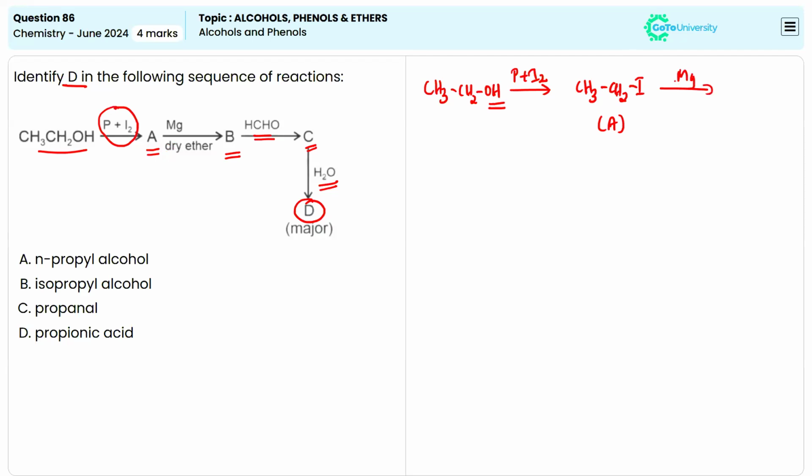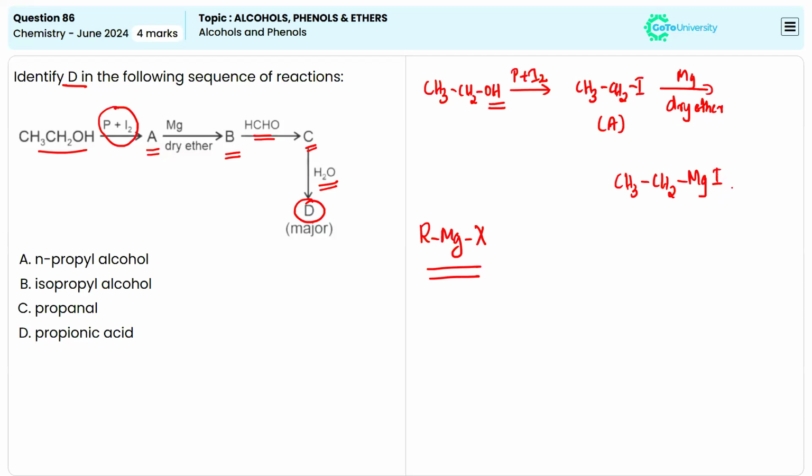So here we have the reagent magnesium in dry ether. When an alkyl halide is reacting with magnesium, the product will be the Grignard reagent, right? Grignard reagent means they have the formula RMgX. So RMgX means the alkyl group, magnesium, and halogen. Here the magnesium in the dry ether medium will be introduced between the alkyl group and the halogen, and they will produce CH3CH2MgI. So this is the product that you are getting here.